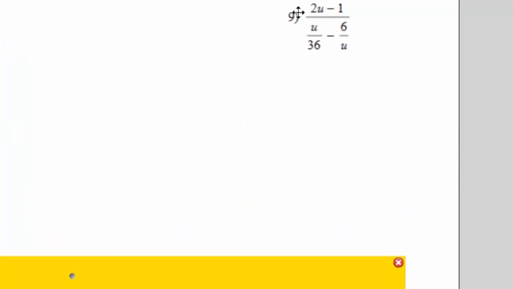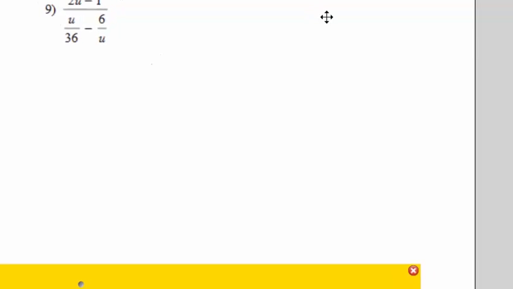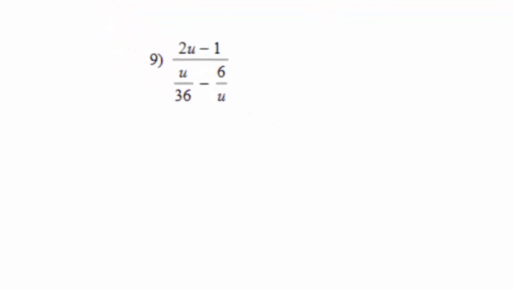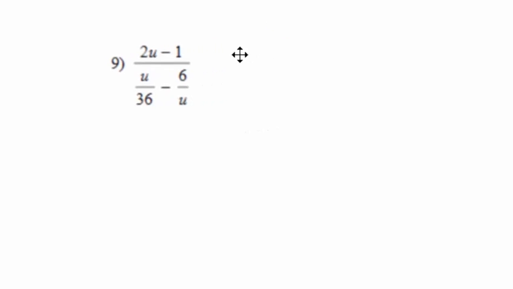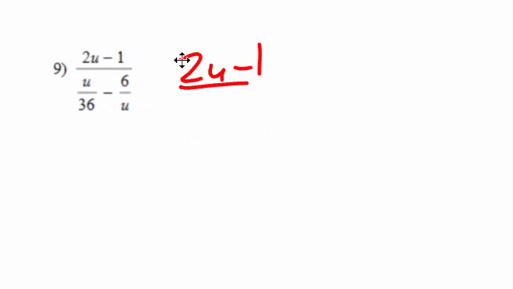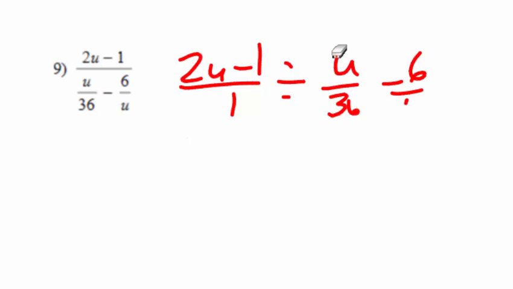Alright, so for problem 9 here that we're looking at, it's kind of the same base problem, except now I have a complex fraction. Well, what does my fraction really look like? It's really technically 2u minus 1 over 1, and we are dividing that by u over 36 minus 6 over u. Well, so that's what I'm looking at, right? Well, I already have one fraction, so I'm just going to leave this left side alone. Here I need to get it into one fraction.